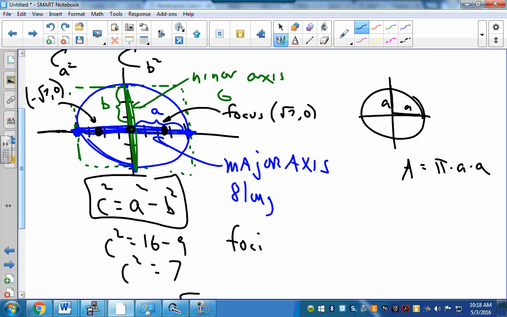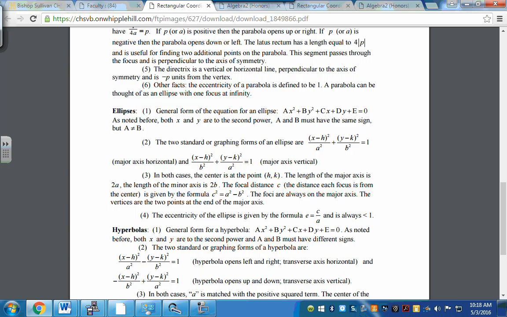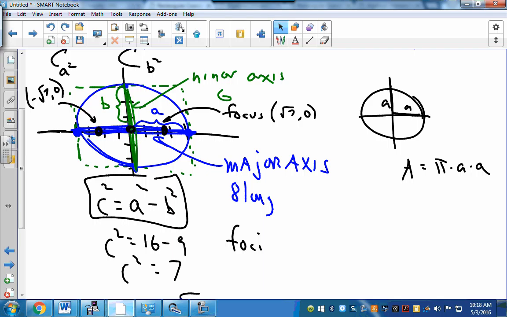One note that you should make, and again, it's on this page, so if you're not writing these notes down, when we get to ellipses, it talks about the focal distance, C squared minus A squared. The foci are always on the major axis. So if you have the picture, the focus points are on that major axis.